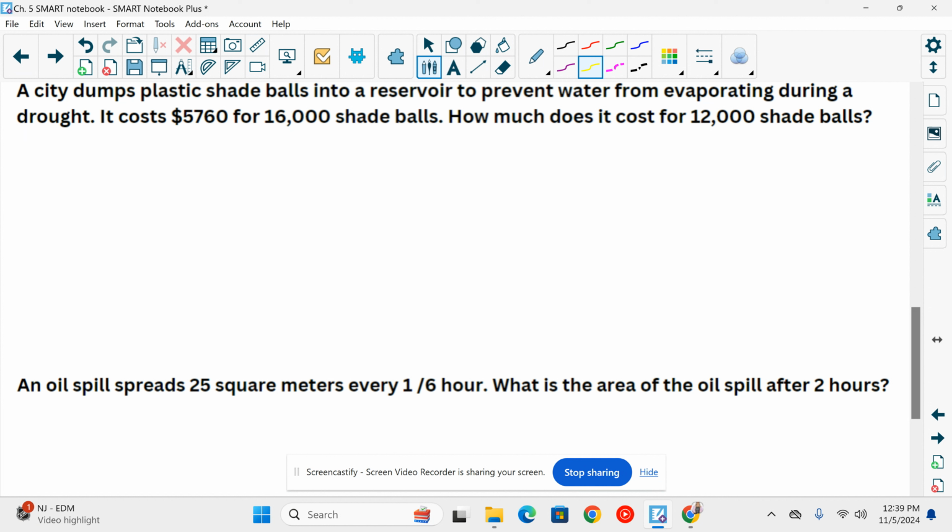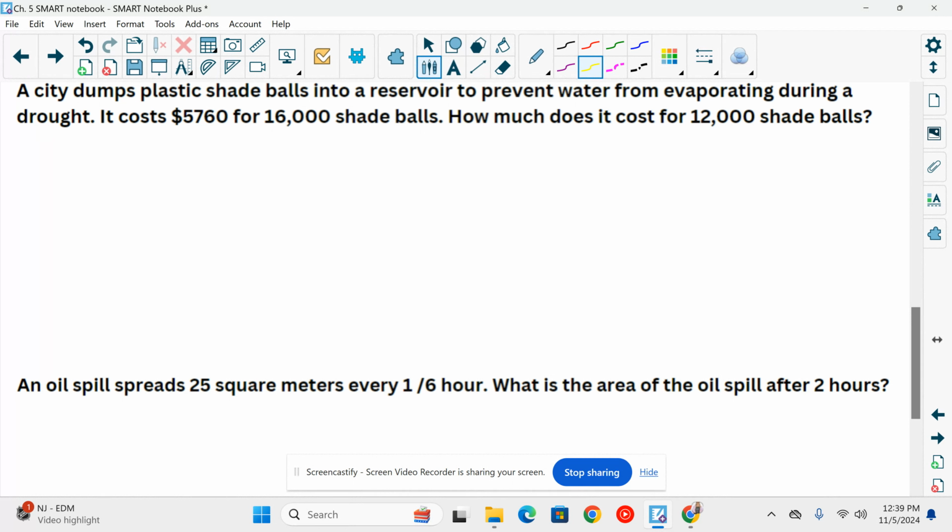It says a city dumps plastic shade balls into a reservoir to prevent water from evaporating during a drought. It costs $5,760 for 16,000 shade balls. How much does it cost for 12,000 shade balls? How are we going to attack this problem? What are we going to do? It'll do 5,760 over 60.